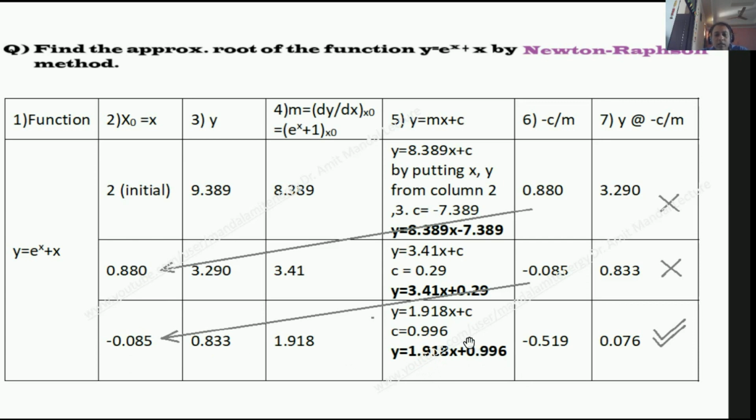Now again, for the point of intersection of this tangent with the x-axis, y will be 0. So minus c by m comes out to be minus 0.59. If I put minus 0.59 in this function in place of x, I get y to be 0.076. Now we are very close to 0, so we can take this as a root of this function. This is the approximate root, meaning this point, where x equals minus 0.519, can be taken as the approximate root of this function. I hope this small lecture has helped you understand the theory of the Newton-Raphson method. Thank you.